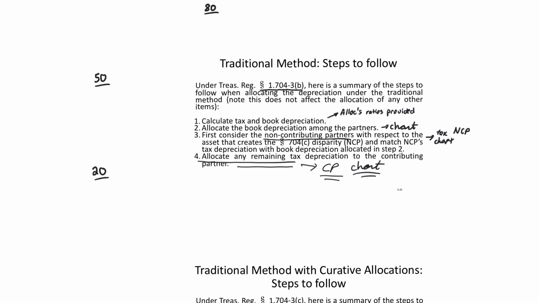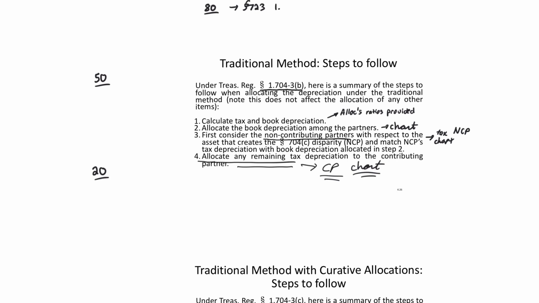So if Kiwi's basis at the time of contribution to the partnership, which remember under section 723 becomes the partnership's inside basis in this asset, that's going to be what they can depreciate for tax purposes. Then we follow the steps.